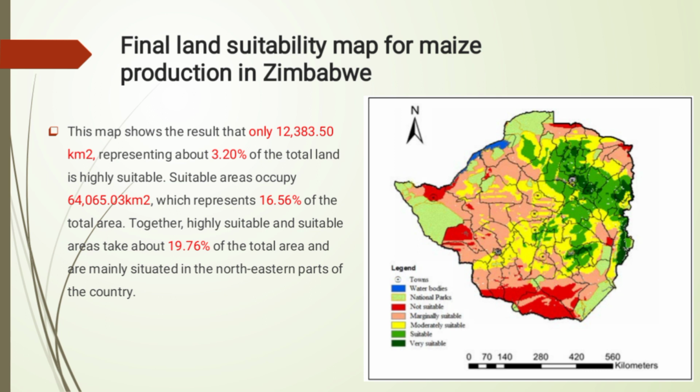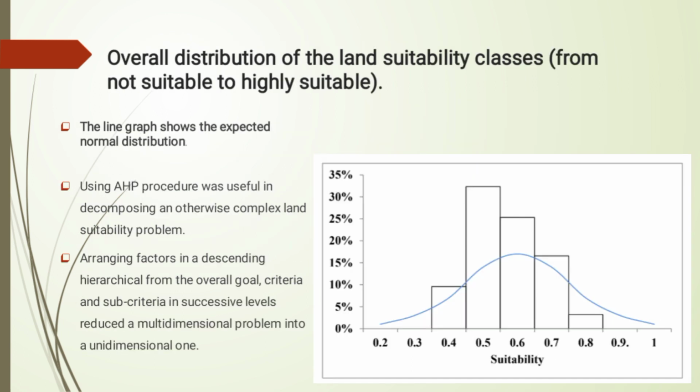Together, highly suitable and suitable areas take about 19.76% of the total area and are mainly situated in the northern parts of the country. Overall, the line graph shows the expected normal distribution. Using the AHP procedure was useful in decomposing an otherwise complex land suitability problem.